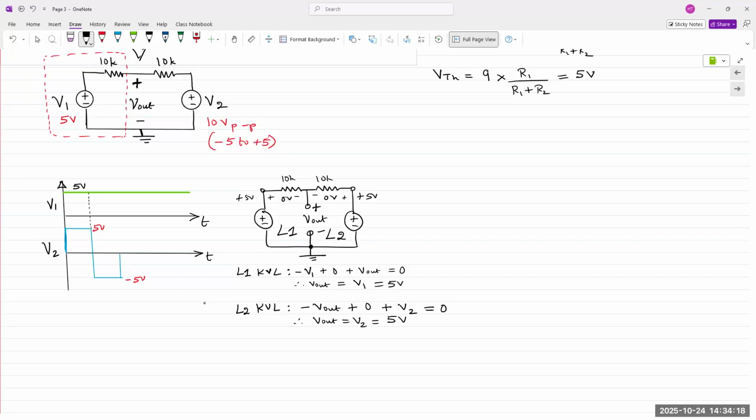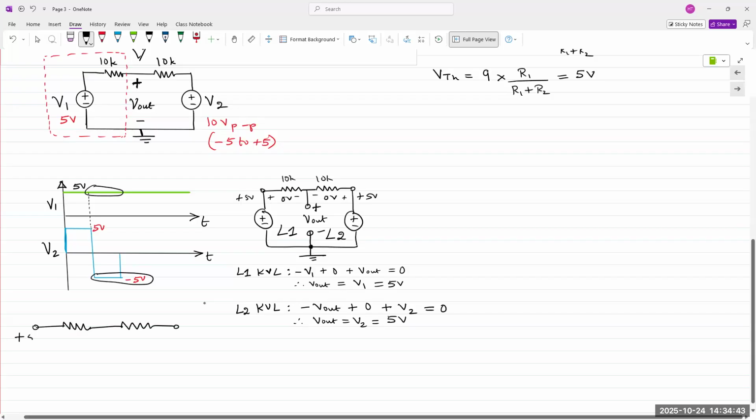Does everyone see that? What happens in the negative half cycle? In the negative half cycle, V1 is still at 5 volts, but V2 is now at minus 5. Okay, so in the negative half cycle, this is what's going to happen. This end is at plus 5 volts. The right end is at minus 5.